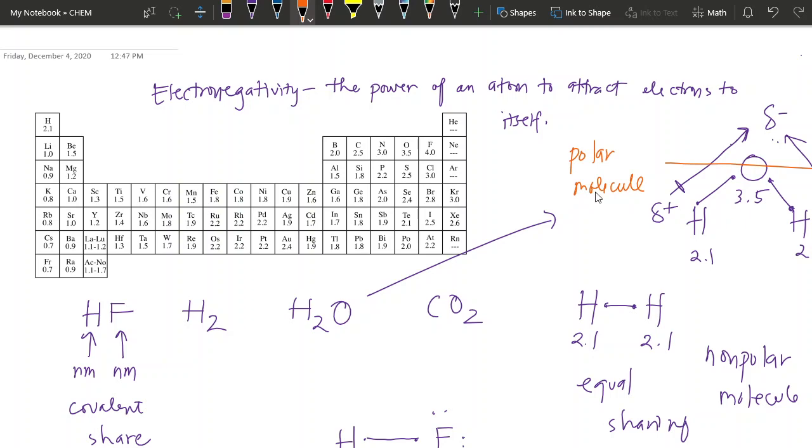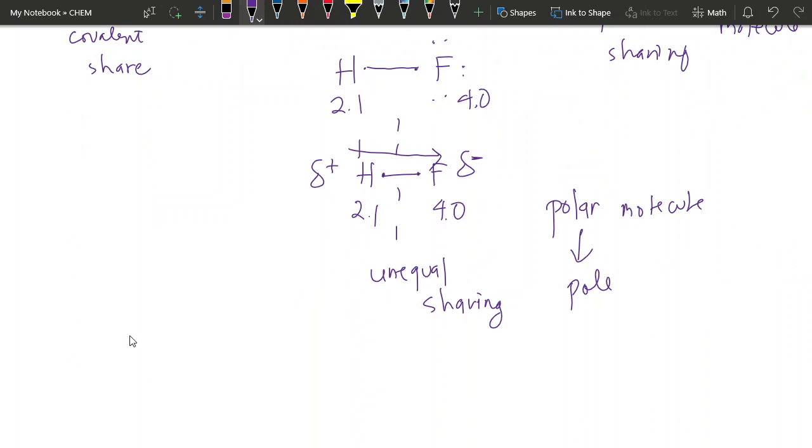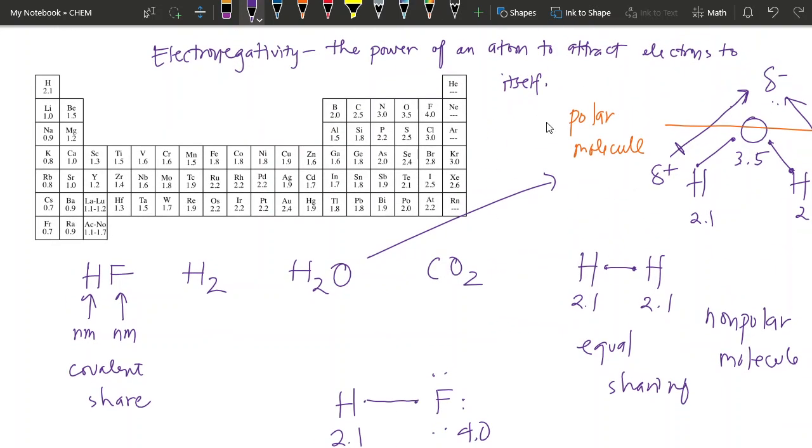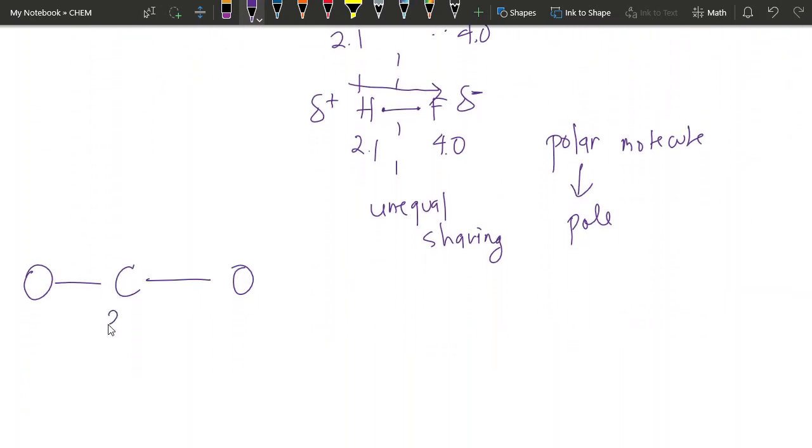Let's go to CO2. For CO2, we have this. The shape for CO2 is this one. It's a linear shape. So CO2, let's check the electronegativity for carbon. For carbon, that is 2.5, and for oxygen, that's 3.5. Let's write that on our diagram. 2.5, 3.5, and 3.5.